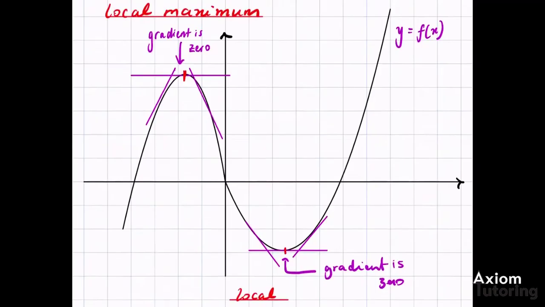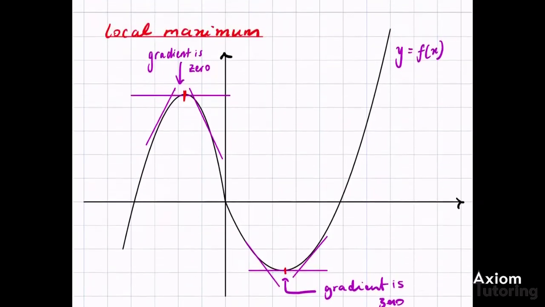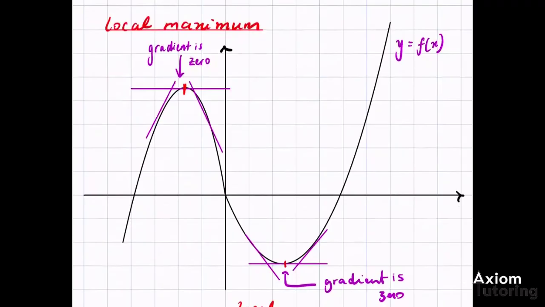So sketching it out, we can see very clearly that this is a maximum point and we call it the local maximum. And this stationary point down here is a minimum point and we call it the local minimum. How would we be able to determine that just from using our first derivative, f dash of x?